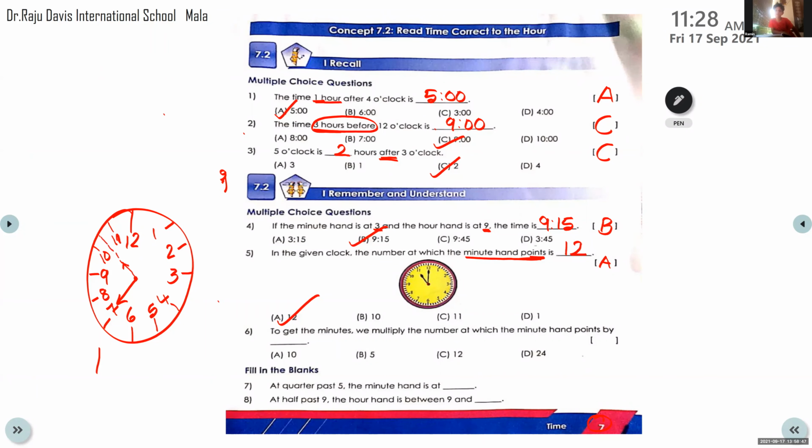10:35. How did you get this 35? The long hand is at 7. The time is correct. What you have told is correct. The minute hand is at 7, isn't it? But you have told that it is 35. What you did with 7? You have multiplied with some number, right?